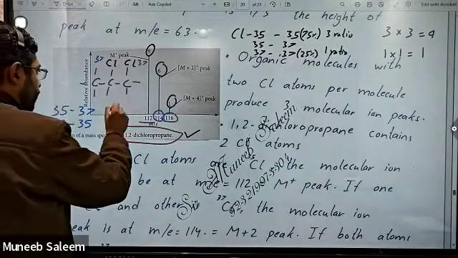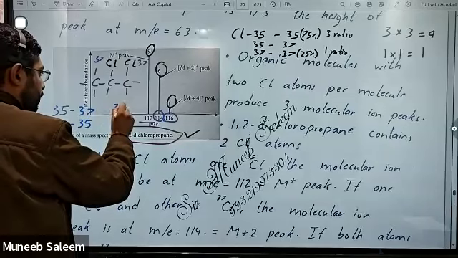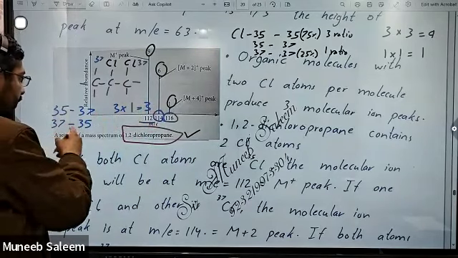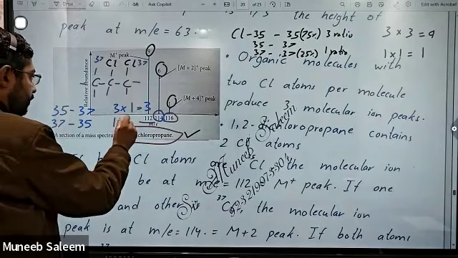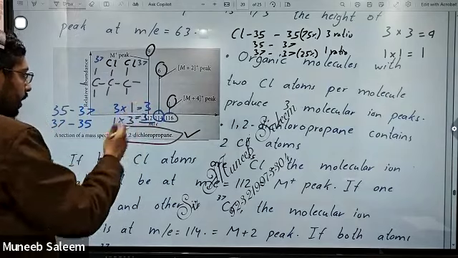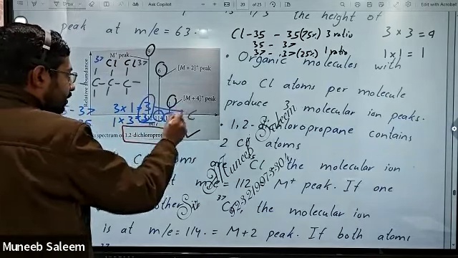35 ratio is basically 3 and 37 ratio is 1. So 3 into 1 gives me 3. And the other case is also the same. For 37, I will write 1, and for 35, I will write 3. So again, the value is 3. But now I will add both of these values. It will give me 6.